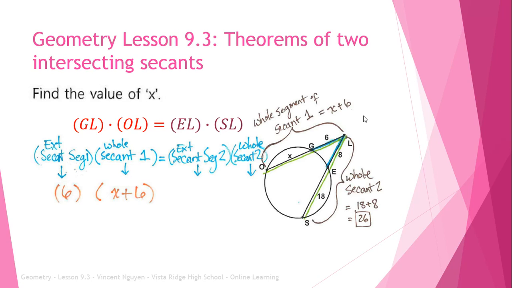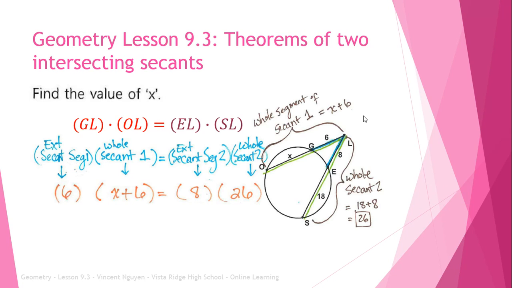And we put that in parentheses because it's a whole quantity, and that's equal to secant 2. Well, the exterior segment of secant 2 would be EL. EL we know is 8, right? And then we multiply that by the whole thing. The whole thing would be 18 plus 8. That would give you 26.